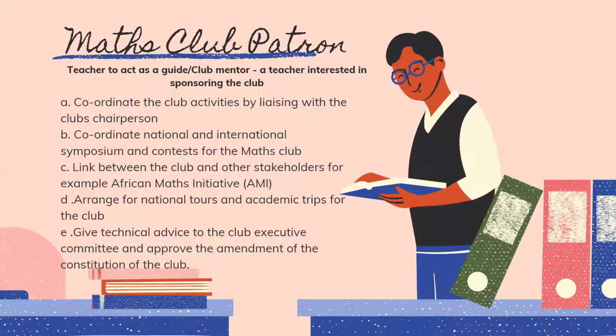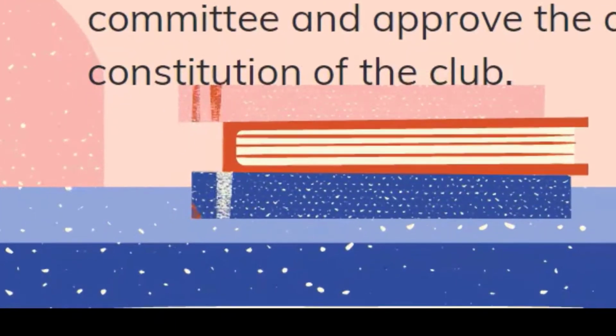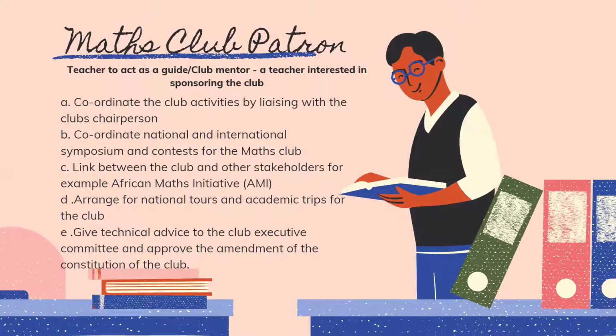So the general idea behind running clubs is that they are supposed to be self-sustaining in such a way that they are student-led and supported by a maths club patron. When they are student-led, they are supposed to have their own executive committee that is approved by this maths club patron, and the maths club patron can also help them amend constitutions that they will have throughout these meetings that they will regularly hold as a maths club.